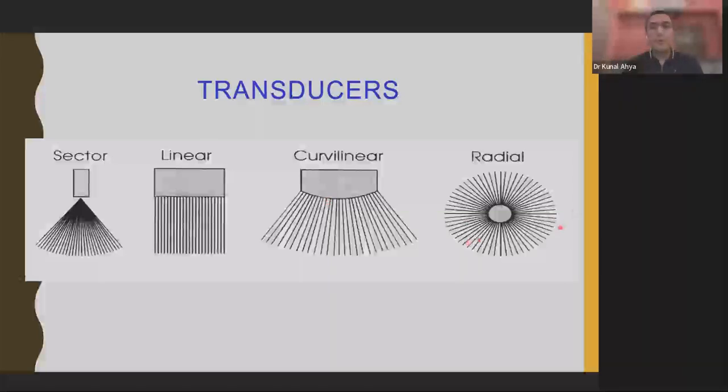This is the radial probe. Can anyone answer in the chat box which kind of probe this is? It is basically the transvaginal probe, which most people are using. If you are working in a gynec hospital, you can even use this probe because it again gives very good images for cranial ultrasound. So if you are working in a unit, you can use this kind of probe also.